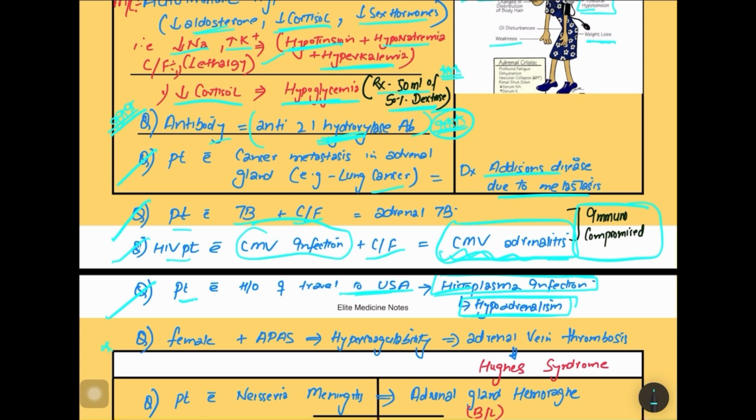Another question they can ask you is about a female who's having recurrent pregnancy losses, like antiphospholipid antibody syndrome. You have heard about it, okay? Antiphospholipid antibody syndrome is a hypercoagulable state. In a hypercoagulable state, there will be adrenal vein thrombosis, and this adrenal vein thrombosis due to antiphospholipid antibody syndrome is called Hughes syndrome. What is it called? Hughes syndrome, okay? It is also an important question.